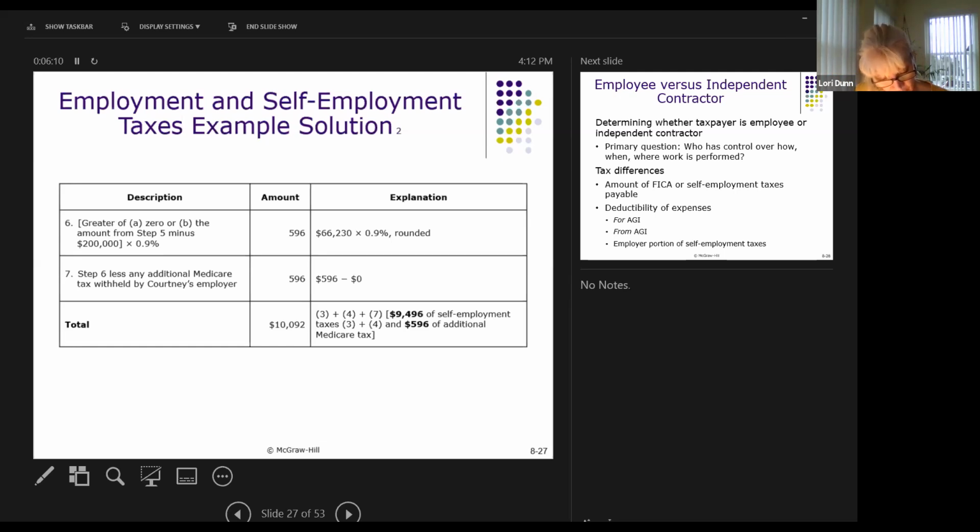So it's 200,000 for single or head of household. So if your compensation plus self-employment income is above 200,000 as a single or head of household, you're paying tax on that excess, 0.9%. And 250,000 is the threshold for married filing joint.